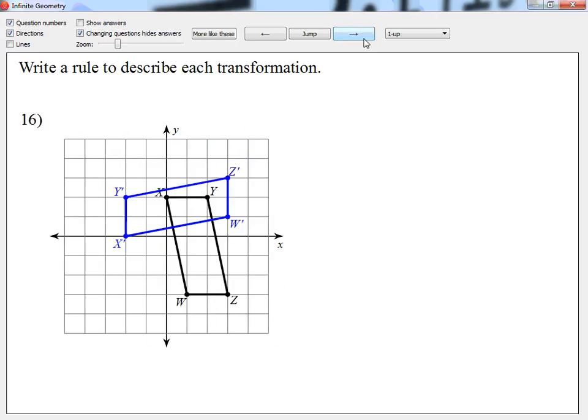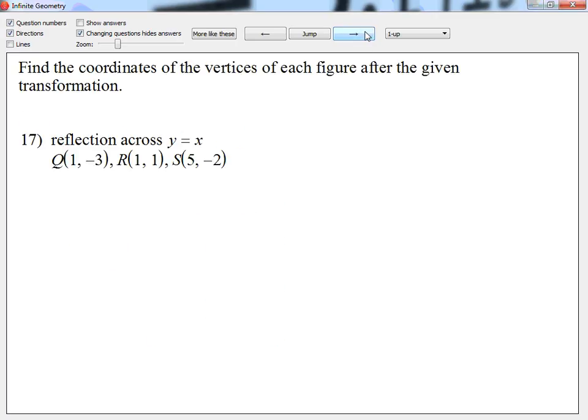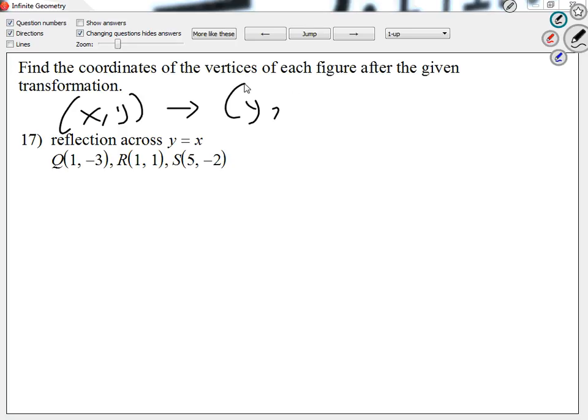Alright, let's take a look at number 17. Looking at number 17, reflection across y = x. And I know the rule for that one. Right, we have a rule: reflection across y = x, (x, y) becomes (y, x). So for Q prime, we're going to get (-3, 1).